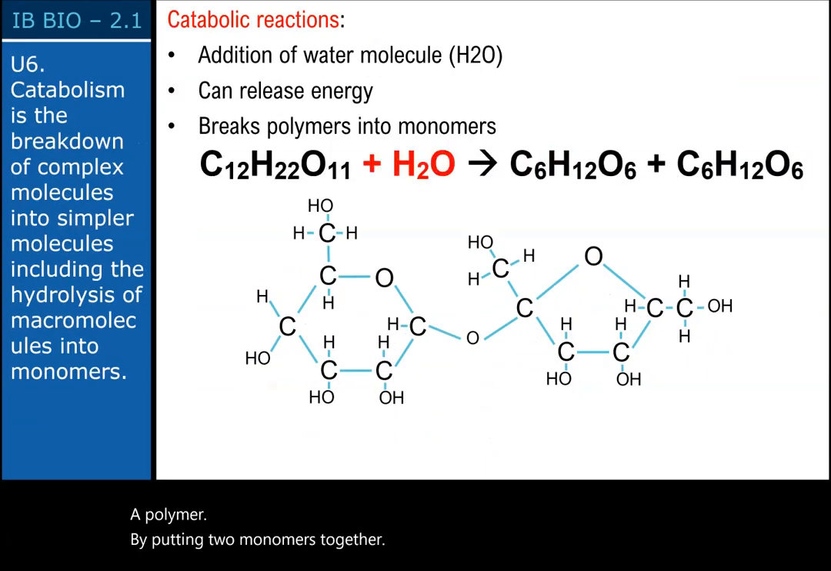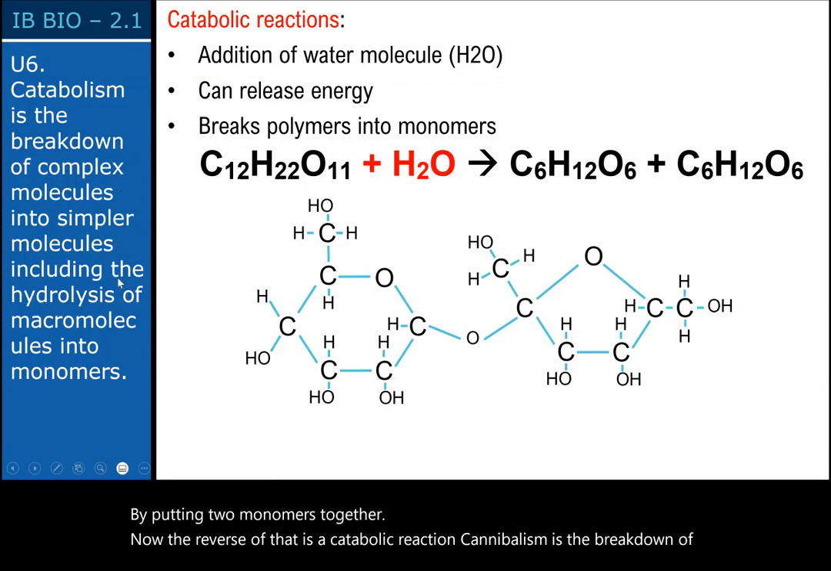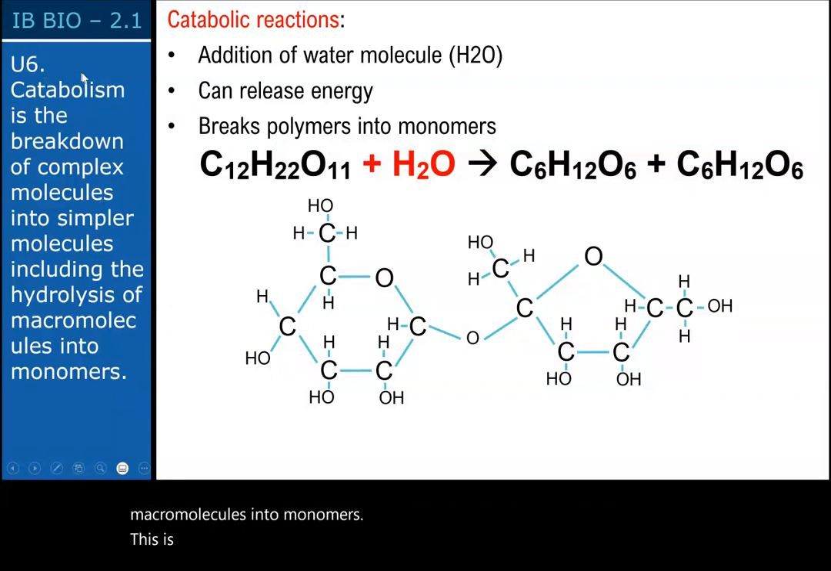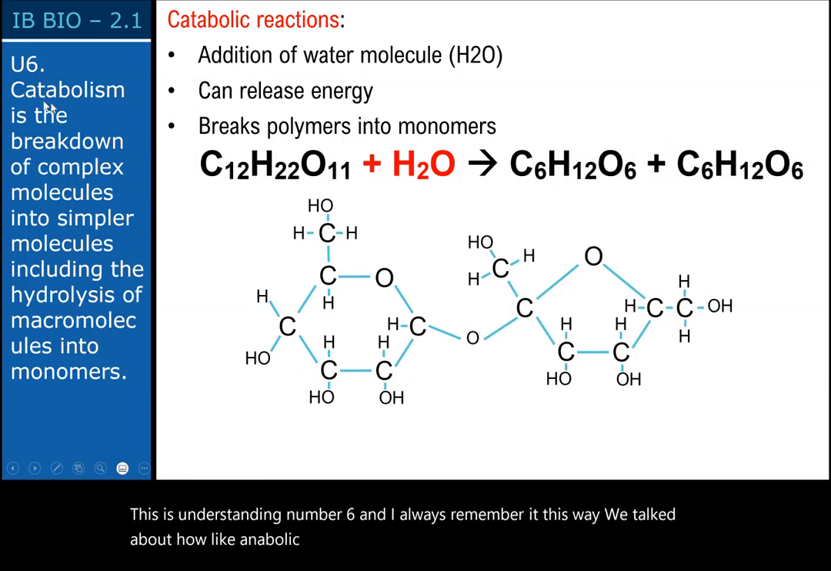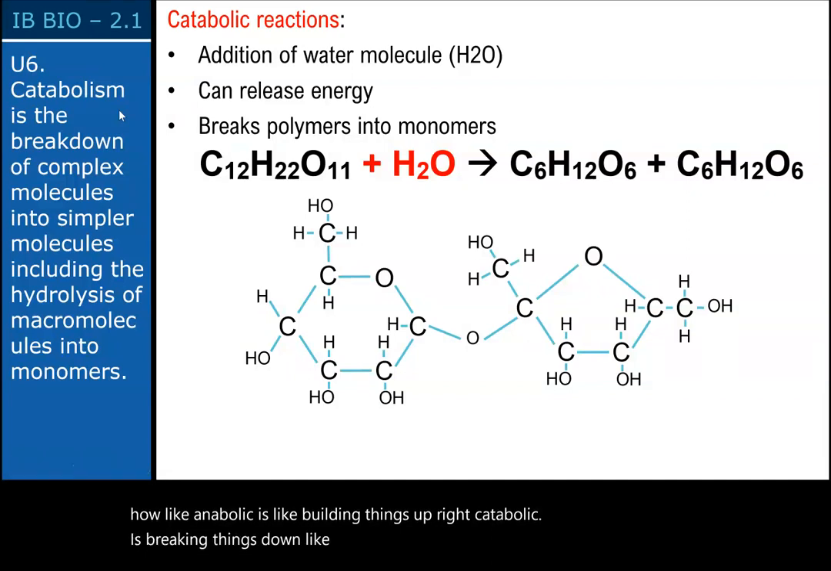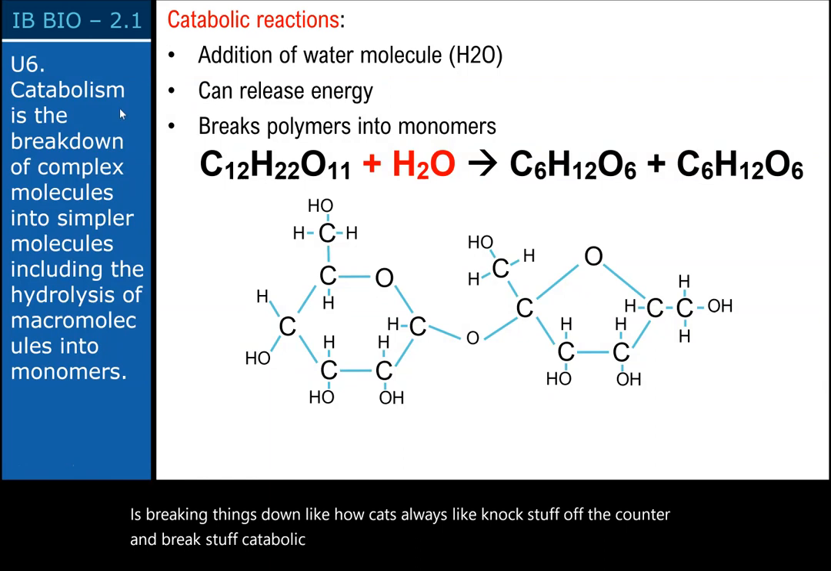Now, the reverse of that is a catabolic reaction. Catabolism is the breakdown of complex molecules into simpler molecules, including the hydrolysis of macromolecules into monomers. This is understanding number 6. And I always remember it this way. We talked about how anabolic is like building things up, right? Catabolic is breaking things down. Like, you know how cats always knock stuff off the counter and break stuff? Catabolic, you're breaking it down.